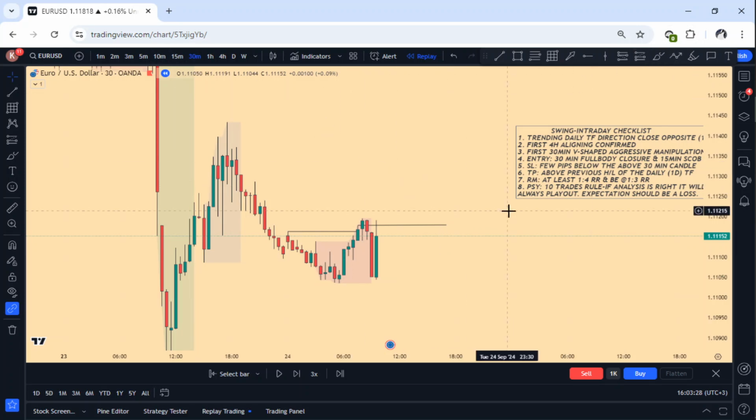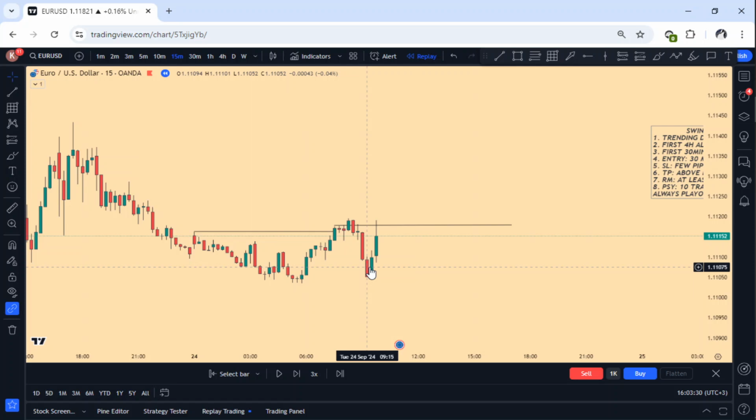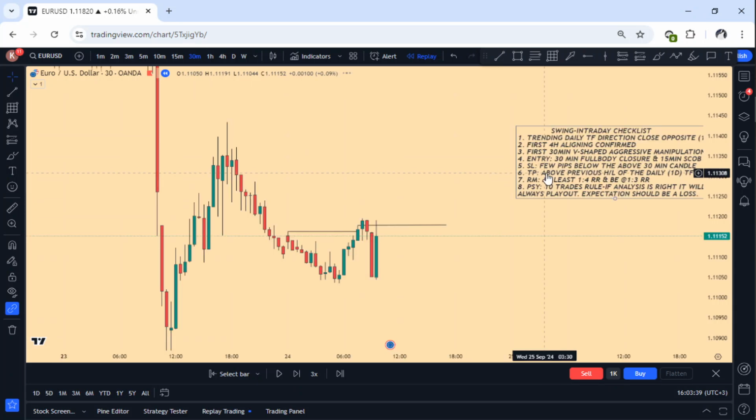Now if you go to 15 minutes, you should be able to see that there was a scope formed here. So there are two options of entry now at this particular level. There are two levels of entries.